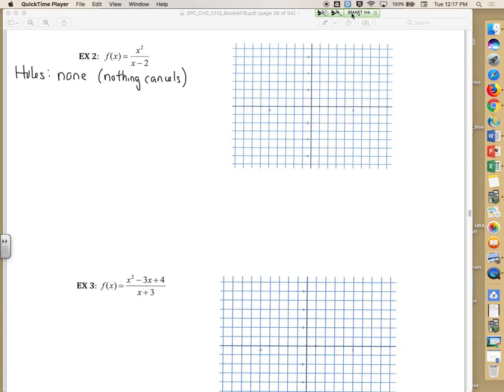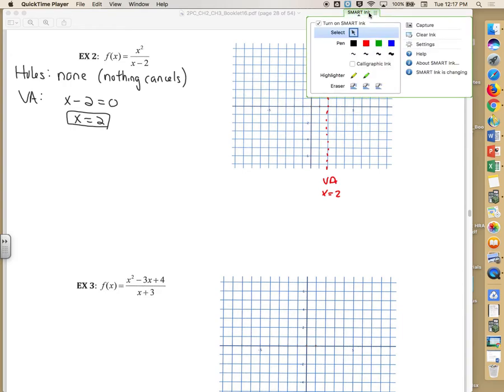And then the next thing we can find is vertical asymptotes. For vertical asymptotes, we're going to set the bottom equal to 0, so x minus 2 equals 0. We get x equals 2. So that's my vertical asymptote. Over in the graph here, I'm going to go ahead and graph that. So here's where x is 2. And then we'll come back and look for the horizontal asymptote.